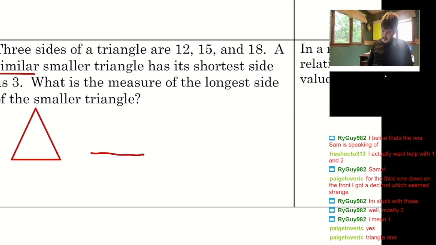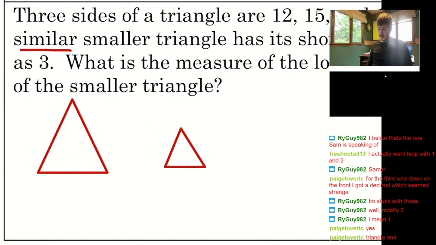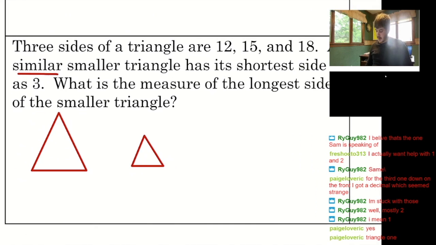We could easily figure it out. So I like to draw two generic triangles. Actually, that's not that good. How about that? Because we know one's bigger, one's smaller. Again, you don't need to be drawing these to scale, as long as you kind of get the gist of it. 12, 15, and 18. And then the other triangle has the shortest side as 3.